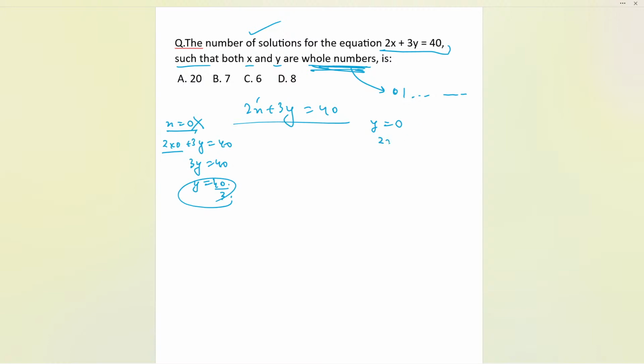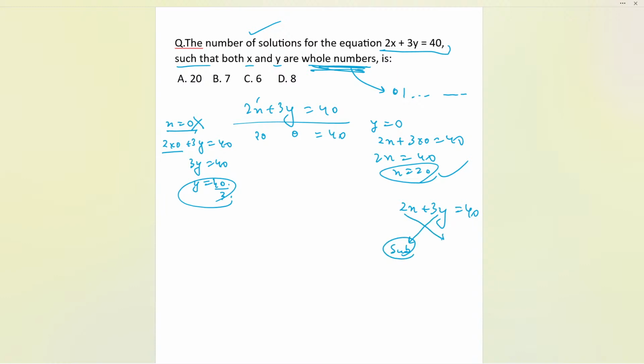Now if it is like that, 2x plus 3 into 0 equals 40. Now 2x equals 40, I will be getting x is 20. Now it is a whole number, 20. So we can take it. Here we have 20 and 0 for x and y. And now the trick says that we have to subtract this number from the first, and the number we should add on the other side.